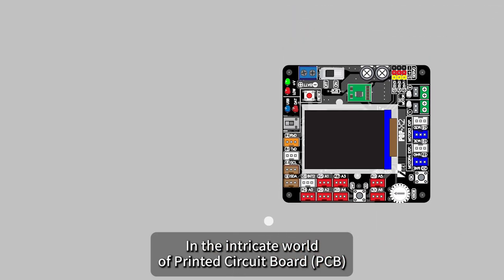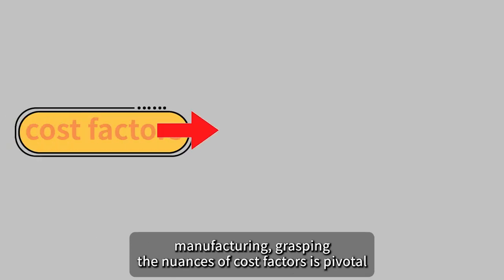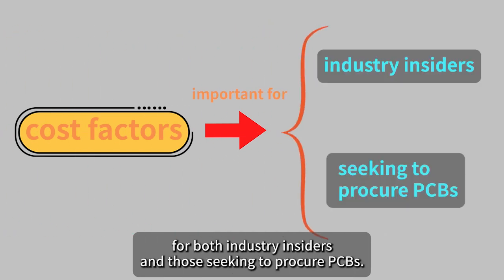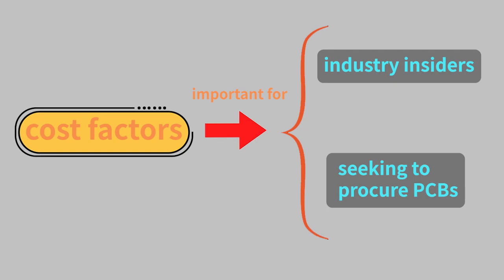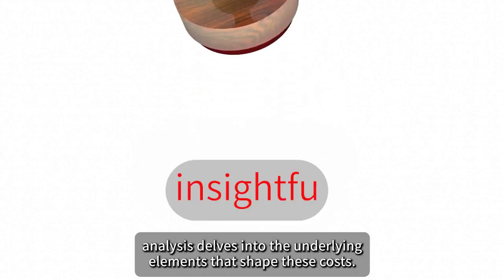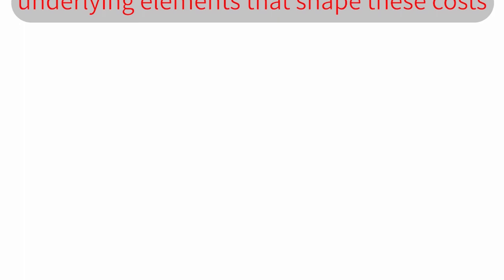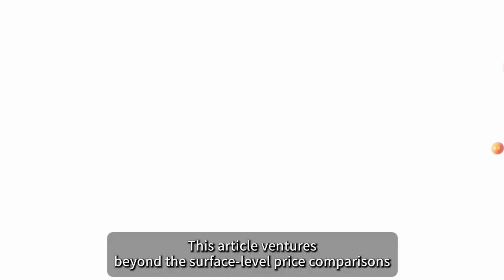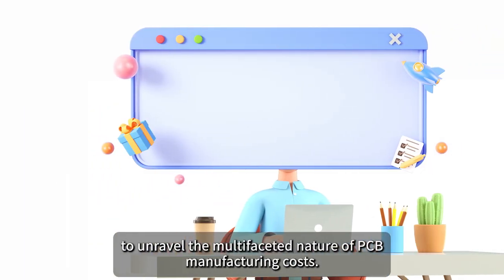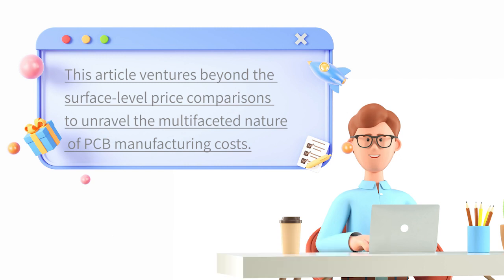In the intricate world of printed circuit board, PCB, manufacturing, grasping the nuances of cost factors is pivotal for both industry insiders and those seeking to procure PCBs. Unlike the common approach of directly comparing price tags, a more insightful analysis delves into the underlying elements that shape these costs. This article ventures beyond the surface-level price comparisons to unravel the multifaceted nature of PCB manufacturing costs.